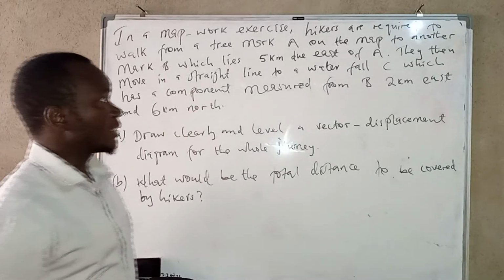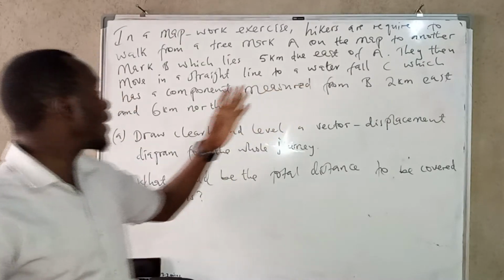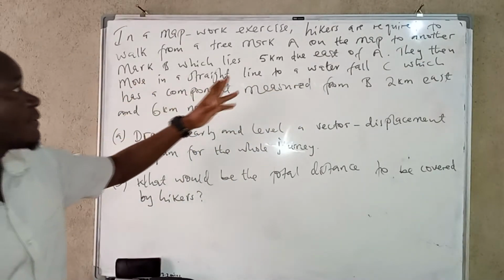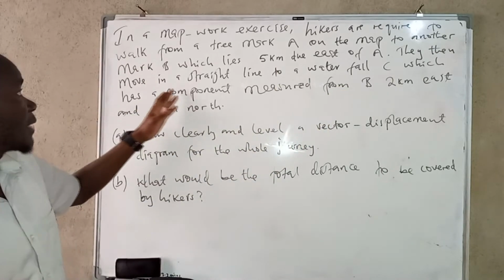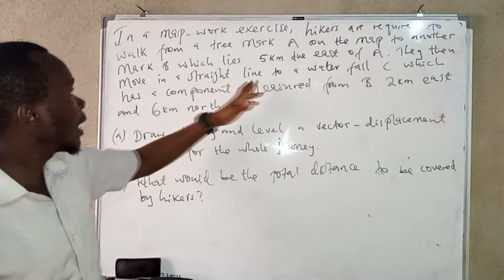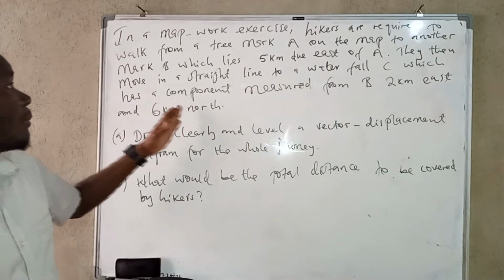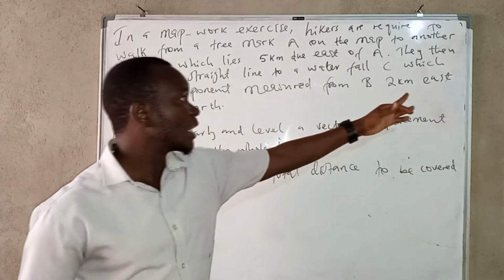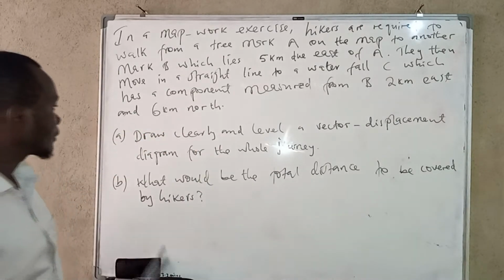In a map work exercise, hikers are required to walk from a pre-marked point A on the map to another mark B, which lies 5 kilometers due east of A. They then move in a straight line to a waterfall C, which has a component measured from B of 2 kilometers east and 6 kilometers north.